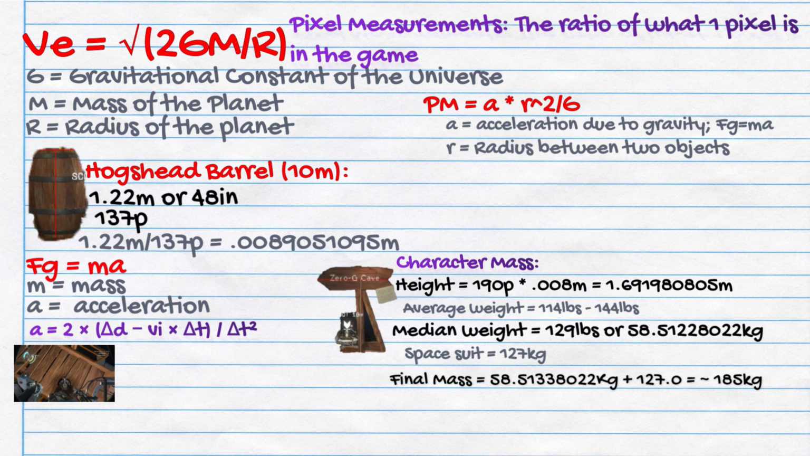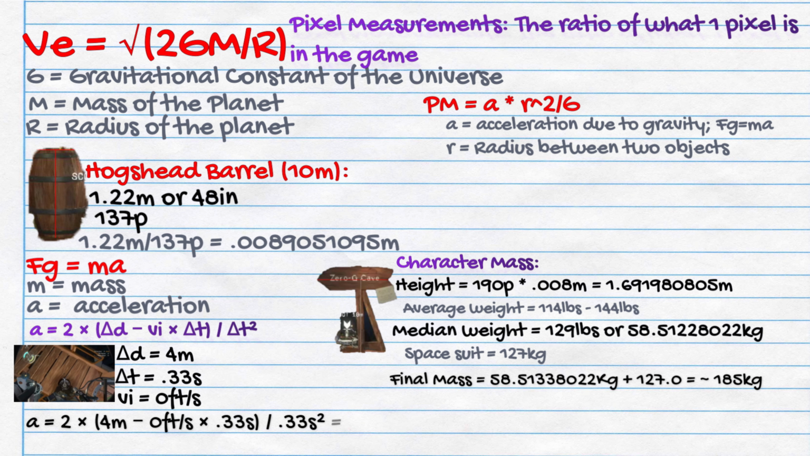And so I jumped from 4 meters, timed from the peak of the height to the bottom of the jump, being 0.33 seconds, and so our initial velocity from the peak is 0. So we plug in all our numbers, our 4 meters minus our 0 times our time of 0.33, and we get an acceleration of 73.46 meters per second squared.